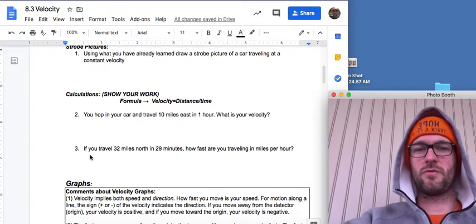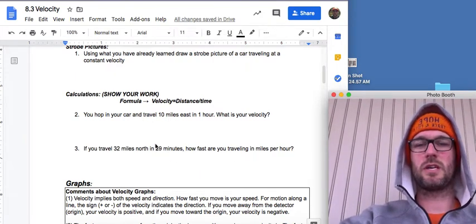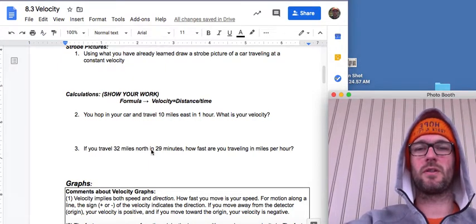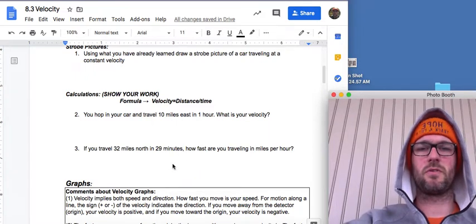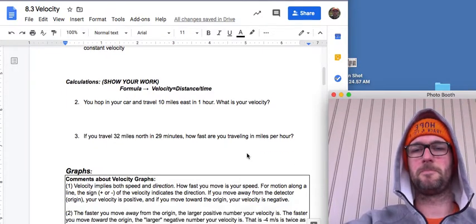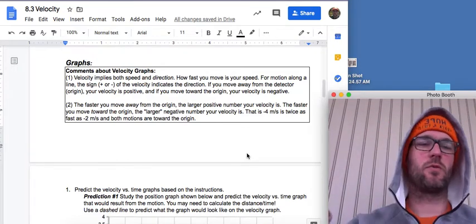Number 3 is a little bit more difficult because it's asking you in miles per hour, but it gives you minutes. So the question is, how do you transfer minutes into hours? Think about it this way. This, 29 minutes, it's almost half an hour. So if you did 29 divided by 60, that's going to give you how many hours it is. And your answer should be very close to 1/2 or 0.5. Then you figure out distance divided by time, which gives you miles per hour. Okay? Then the graphs. Oh, it just gets more and more fun.